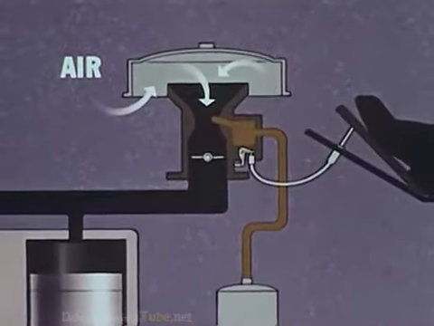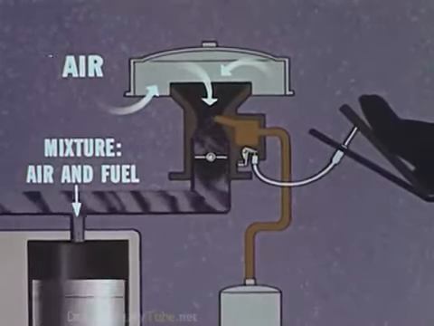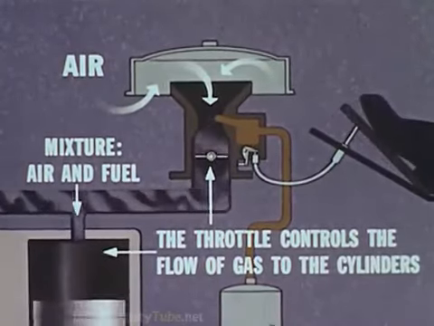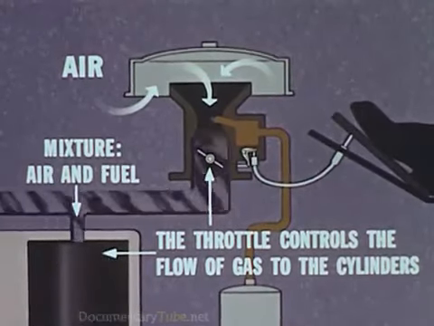A linkage connects the accelerator pedal with a valve in the carburetor. Stepping on the gas opens this valve wider, increasing the gas flow and speeding up the engine. Easing off on the pedal reduces the flow and the engine slows down.